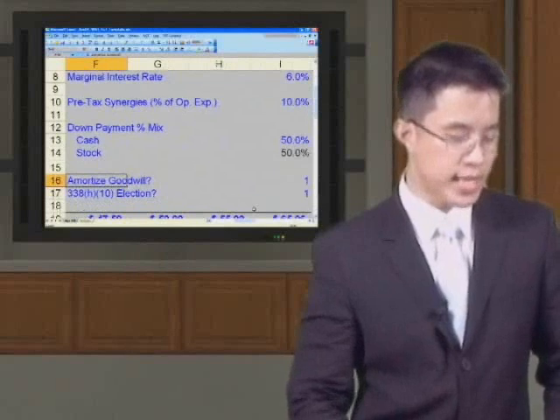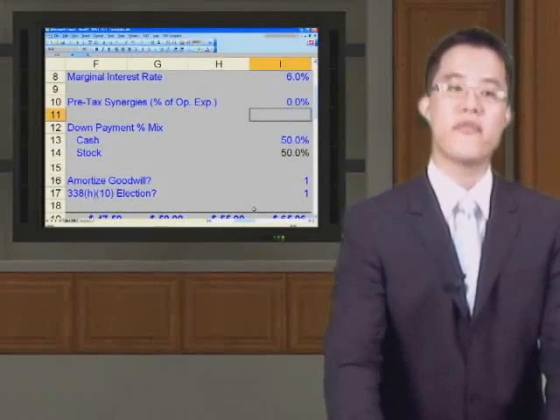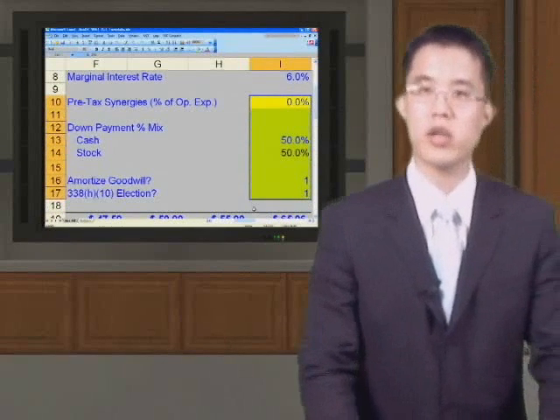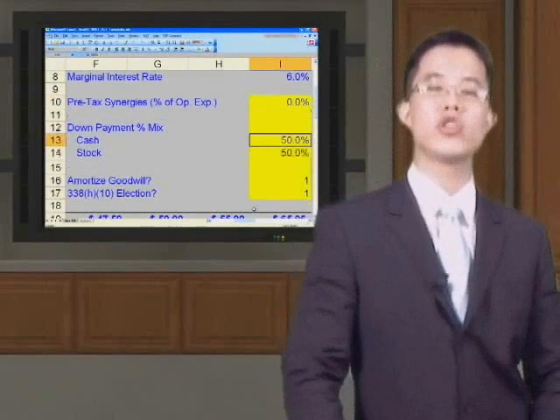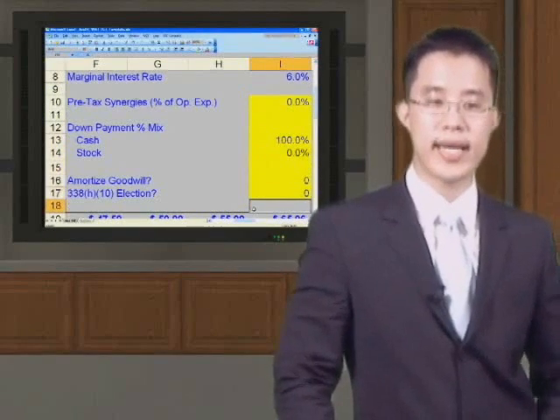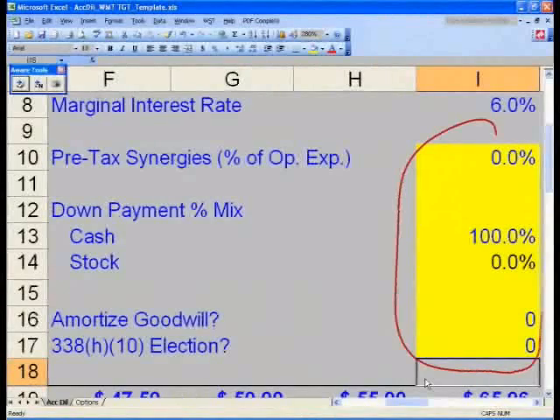I'm going to go to my pre-tax synergies as a percent of operating expense, and I'm going to make this 0. In fact, I'm going to highlight this whole section in yellow right now, just so that you can make sure you match exactly. Let's start with our cash. Let's make it a 100% cash deal. No goodwill amortization, no 338(h)(10) election. Please, please take the second now to match this deal structure.